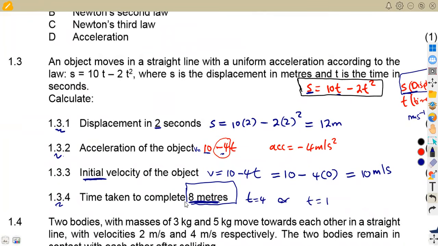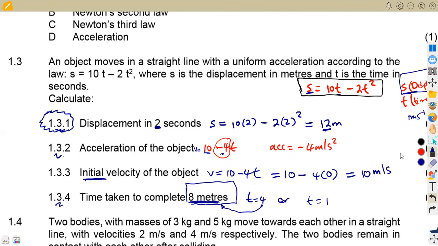This is the displacement taken after 8 meters, that is at 8 meters. I want you to see something on 1.31. On 1.31, we calculated the displacement in 2 seconds and we got 12 meters. Take note, guys, 2 seconds, it's 12 meters. So it doesn't make sense to say that at 4 seconds our displacement can be 8 meters, because at 2 seconds we are already at 12. So at 4 seconds, we must be having a greater displacement.